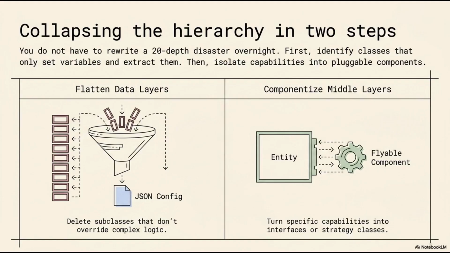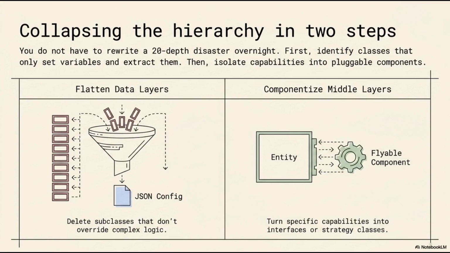Following this, we move to componentize middle layers. Here, the goal is to isolate specific functionalities and turn them into independent, pluggable components. Instead of embedding complex behaviors directly within an entity, we refactor these capabilities into distinct interfaces or strategy classes. The diagram shows how an entity can interact with a flyable component, for example.